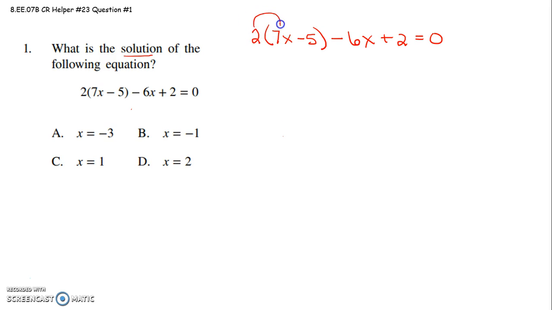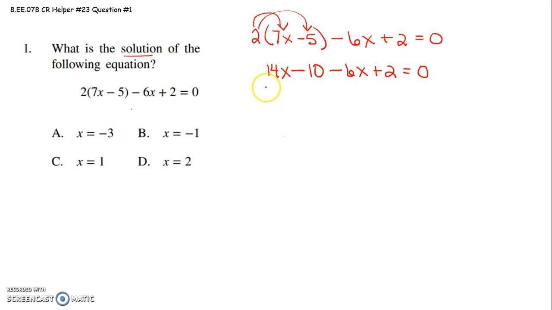First thing I'm going to do is distribute this 2 through the parentheses. That will clear out this set of parentheses. 2 times 7 is 14, so 2 times 7x is 14x. Keep my minus sign, because a positive times a negative is a negative. 2 times 5 is 10. Then I have minus 6x plus 2 equals 0.